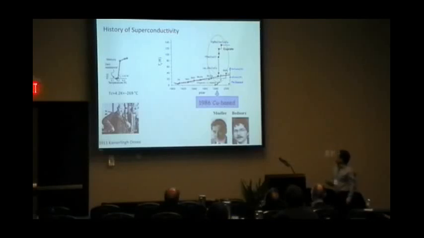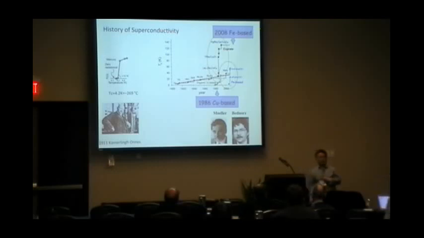And of course, in 2008, a whole class of high-Tc compounds were discovered, the iron-based superconductors, but the highest Tc so far is still within the cuprates. Today, I'm going to mainly focus on the cuprates, even though there are similarities between iron-based and copper-based ones, but there are some subtle differences. This year would be 30 years after the discovery of the cuprates. But theoretically, there's still no consensus about the microscopic mechanism.